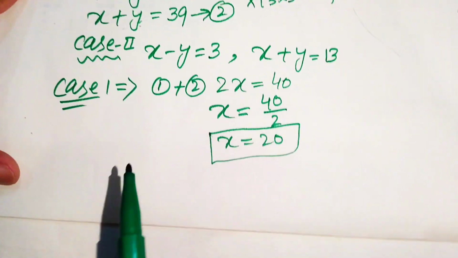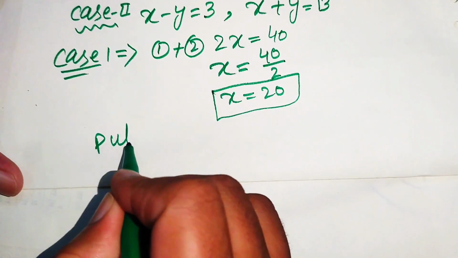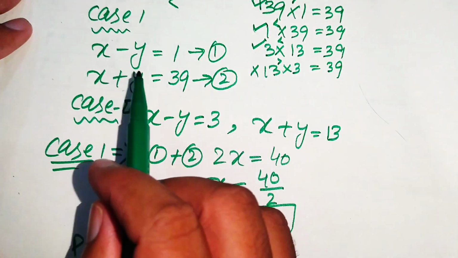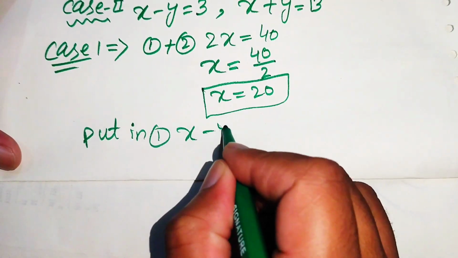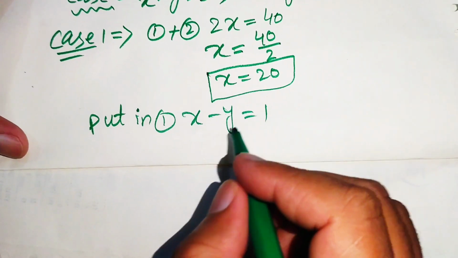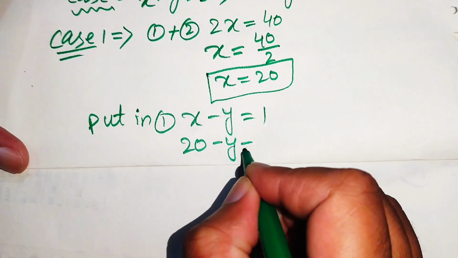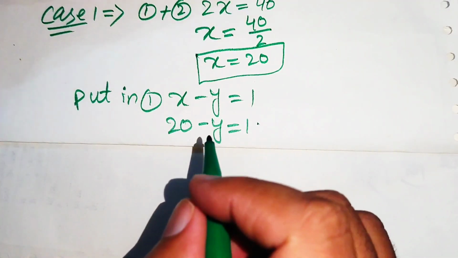So here we just put the value of x equals 20 in equation number 1. Our equation number 1 is x minus y equals 1. So first we write x minus y is 1, and the value of x is 20. So we have 20 minus y equals 1.